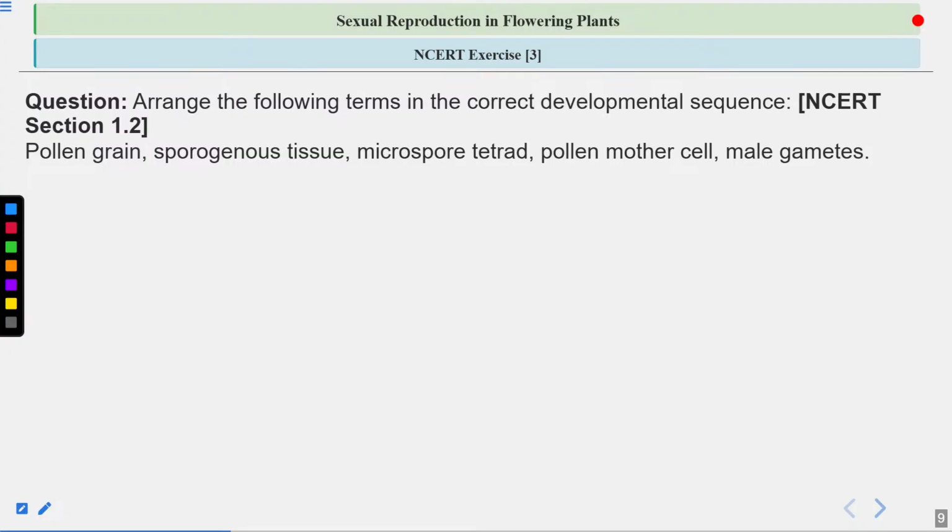Such a question can also come in your NEET examination, where 4 options are given with all the possible sequences, but only one is correct. You can think about it for megasporogenesis also. Here you have to make the sequence for the microsporogenesis process, but it could be asked for megasporogenesis too. Without wasting time, let us see the correct answer of this question.